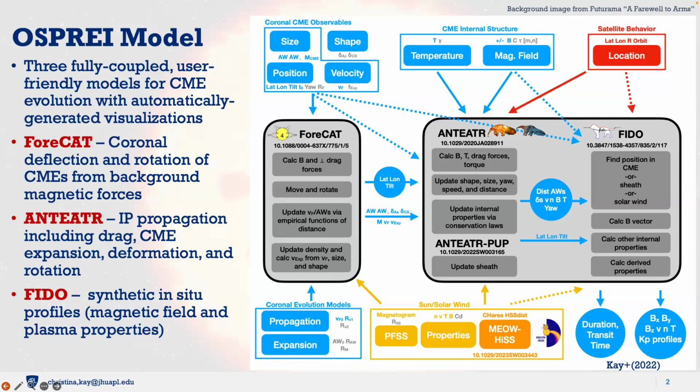From there, around about 0.1 AU, we would tend to move to the interplanetary version, which is Anteater. This is propagation that includes drag, CME expansion, and deformation and rotation. And we're, again, driving this all from basic physics equations as much as we can. And then the final component is FIDO, where it just makes you synthetic in situ profiles of the magnetic field and other plasma properties, density, velocity, all of those things. And so here's this nice block diagram showing you all the inputs and how the modules are differently connected.